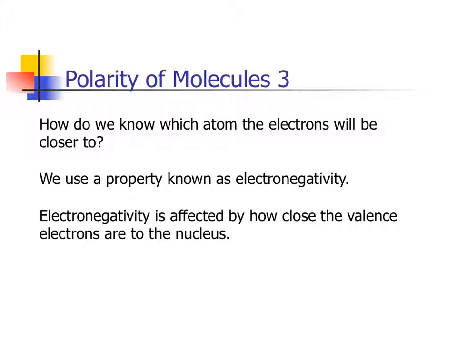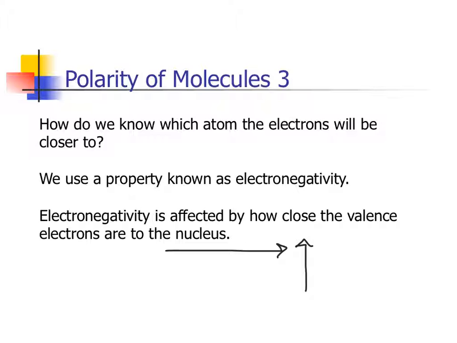So, how do we know which ones will be closer to? It's an idea that we talked about at the end of the previous unit, and that is electronegativity. And that's going to affect how close those valence electrons are to the nucleus. They're going to pull harder. If we remember back, the trend means that electronegativity increases as you go up, and it also increases as you go from left to right.